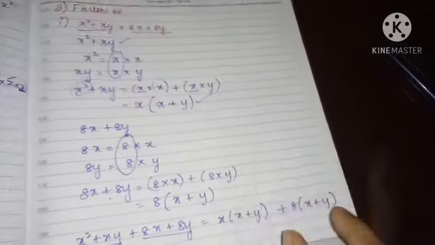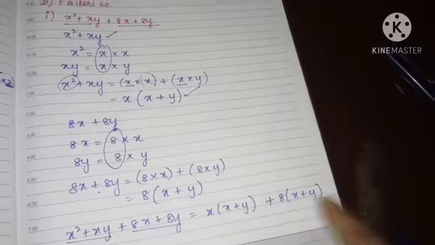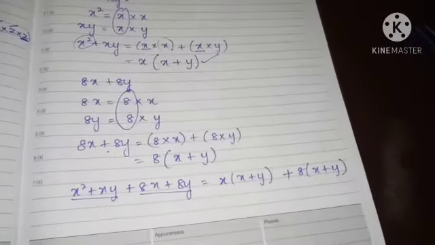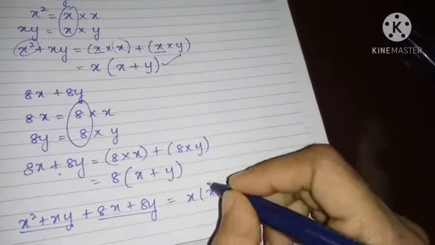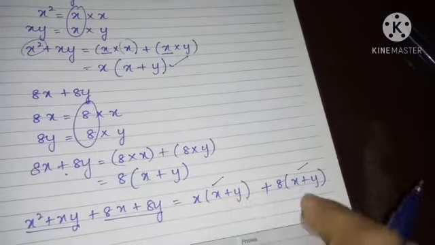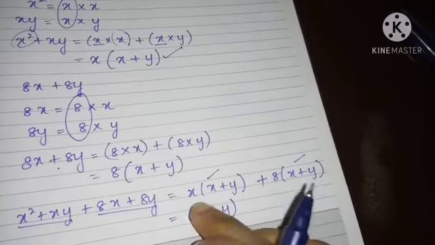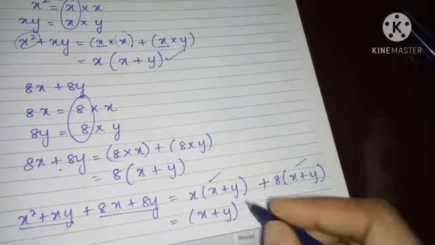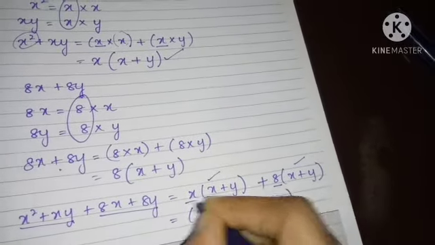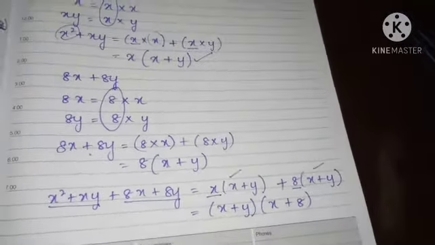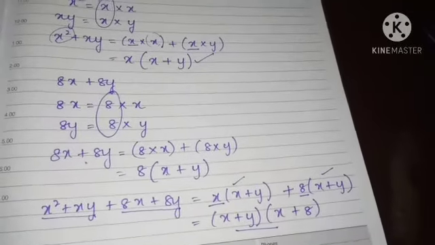See, if you pair like this, two together, you will get it like this. So accordingly, you should pair it up. In this term, x plus y is common, and in this term, x plus y is common. So I am taking x plus y outside. If I take x plus y outside, what is remaining? Here x is remaining, here 8 is remaining. So (x plus y) into (x plus 8) is the answer.